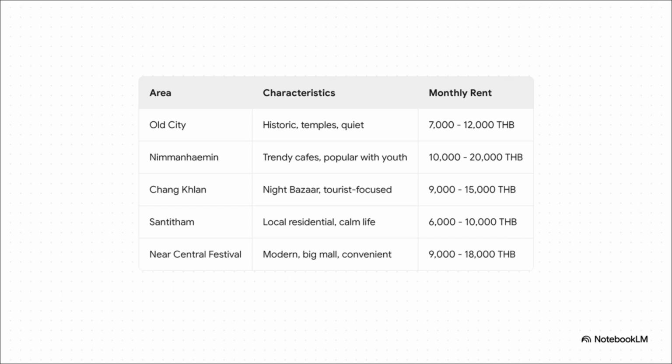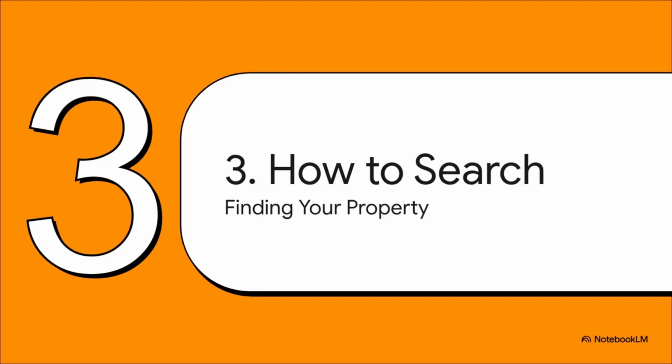For a real local feel that's easy on the wallet, you should check out Santa Fe. And if you're all about convenience with huge malls and markets just a quick walk away, then you'll want to look around Chiang Mai or near the Central Festival Mall. All right, so you've got your ideal neighborhood picked out. Now for the fun part. Let's get into the nitty-gritty of how you actually find your new place.